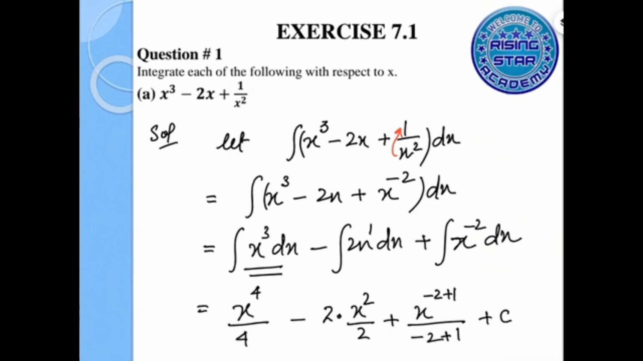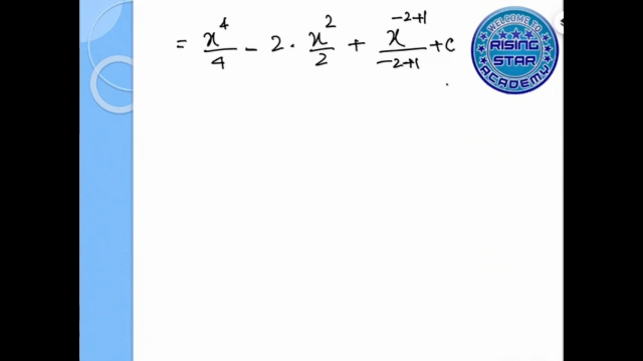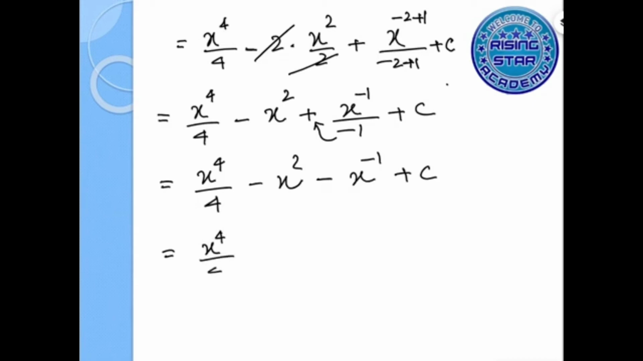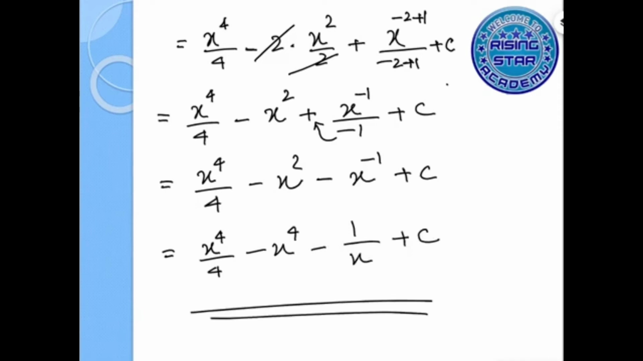Now I will further simplify it. So next would be x to the power of 4 over 4 minus, this 2 is going to cancel out, we have x squared, plus x to the power of negative 1 over negative 1 plus c. This negative sign will change the sign by multiplying it. So we have minus x to the power of negative 1 plus c. Next, we have a negative x power, so we will reciprocate it by writing 1 over x plus c. So that would be our final answer. Now move to the next part.